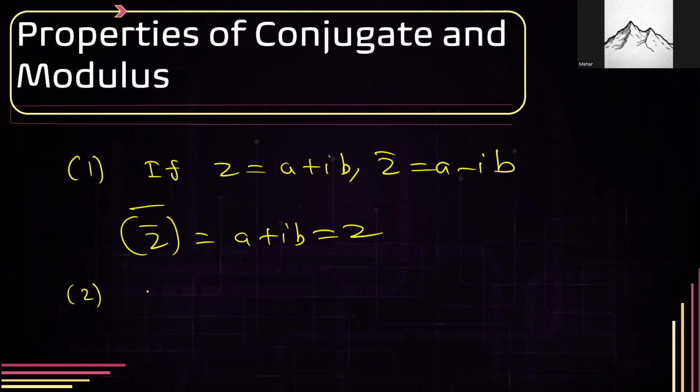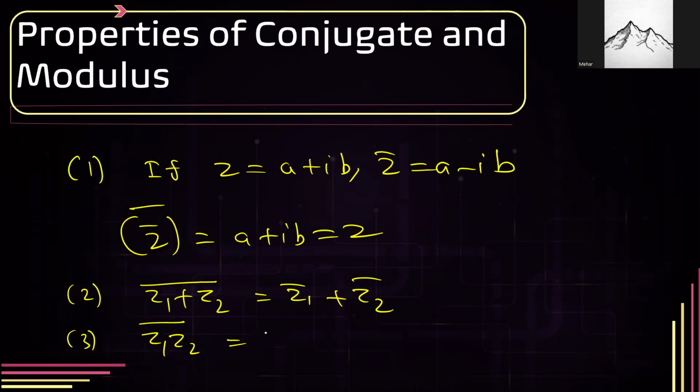And the second property is Z1 plus Z2 whole conjugate. If you add two complex numbers and take the conjugate, or find their conjugates and add, the result would be the same. Then the third property is if you multiply two complex numbers, take the conjugate of the resulting complex number, or find their individual conjugates and multiply, it would be the same.